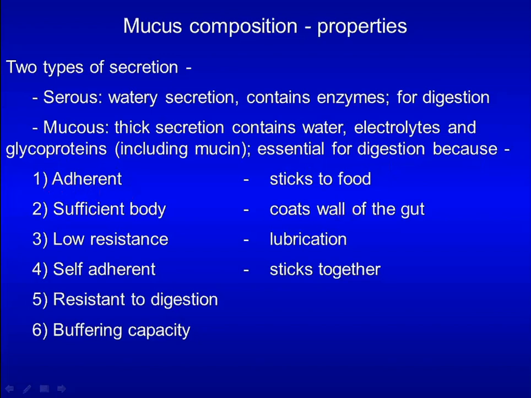Mucus has sufficient mass that it coats the wall of the gut and prevents actual contact of most food particles with the mucosa. Mucus has a low resistance for slippage, so the particles can slide along the epithelium with great ease. Mucus causes fecal particles to adhere to one another to form feces. Mucus is strongly resistant to digestion by enzyme. Mucus contains the glycoproteins that have a buffering capacity.